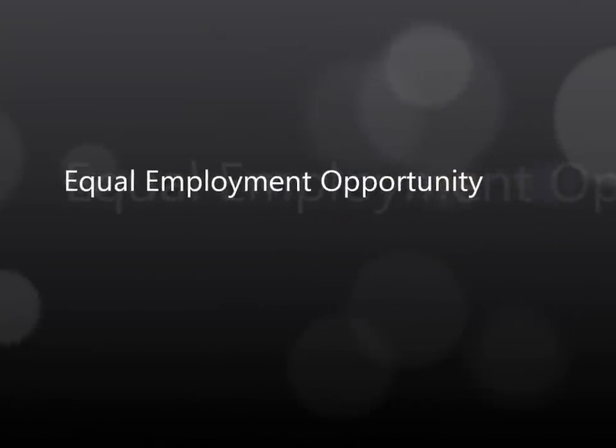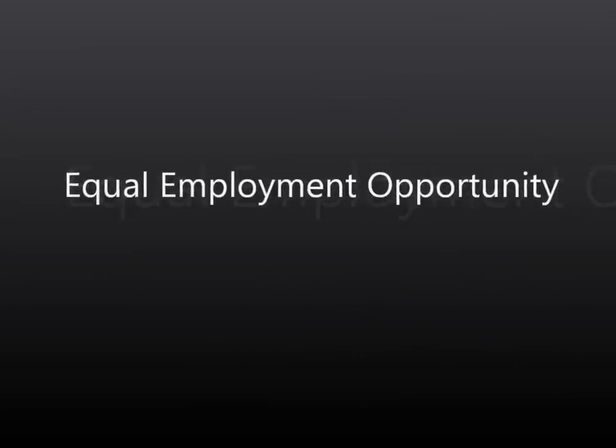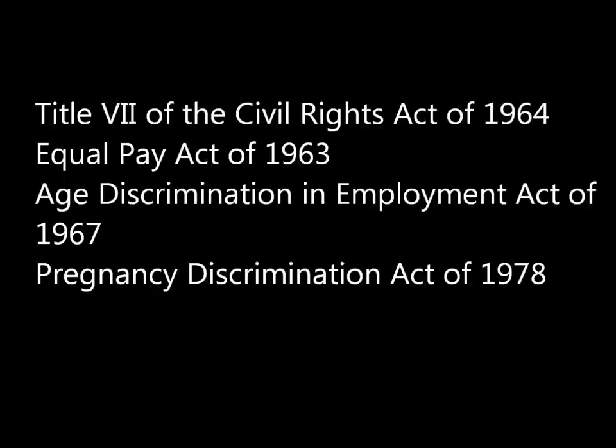In this video, we will be discussing equal employment opportunity. There are four scenes of this video, the first being Title VII of the Civil Rights Act of 1964, Equal Pay Act of 1963, Age Discrimination in Employment Act of 1967, Pregnancy Discrimination Act of 1978.